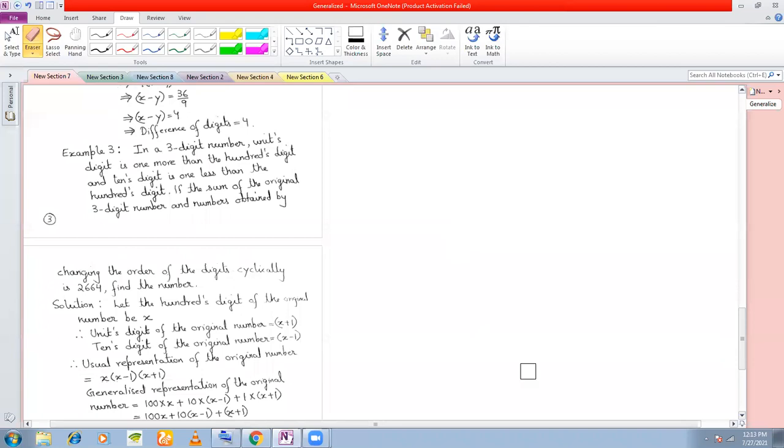See, the question here is, in a 3-digit number, the units digit is one more than the hundreds digit, and the tens digit is one less than the hundreds digit. So I know all the digits. If the hundreds digit is x, then the units digit is what? The units digit is one more than the hundreds digit, that means the units digit will be x plus 1. And also, what do I know? According to the problem, the tens digit is one less than the hundreds digit. That means if the hundreds digit is x, the tens digit will be x minus 1. So I know all the digits.